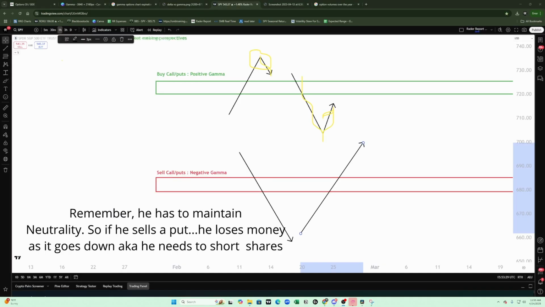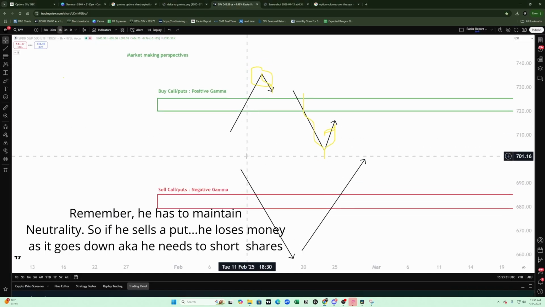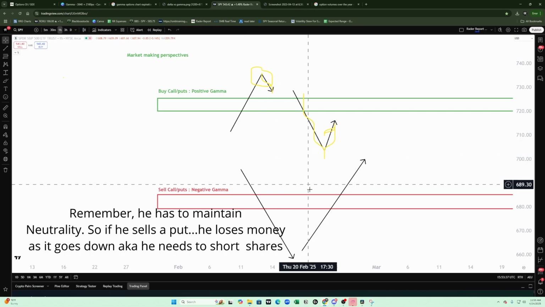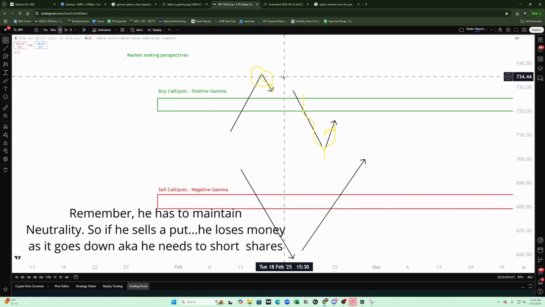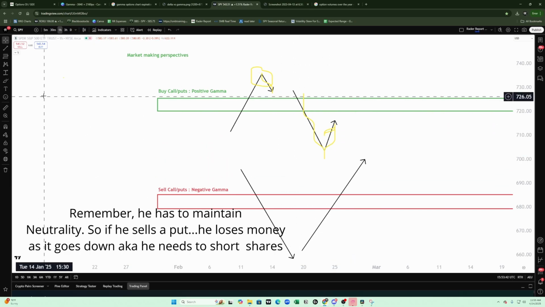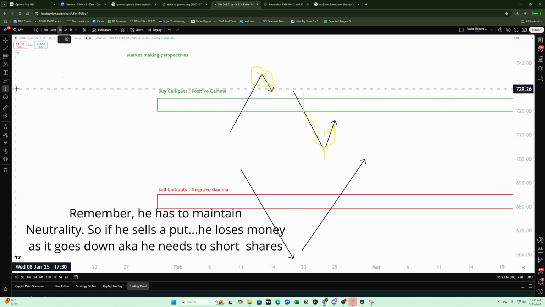Now, many of you might be wondering, hey, Raider, what's the difference between positive and negative gamma? Why is a market maker buying shares as it goes higher here, but buying shares as it goes lower here? Well, it's very simple. It's just how they hedge these different options.